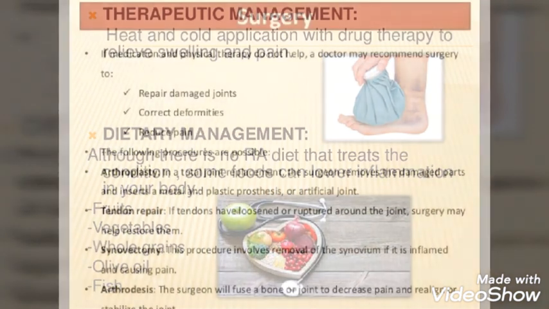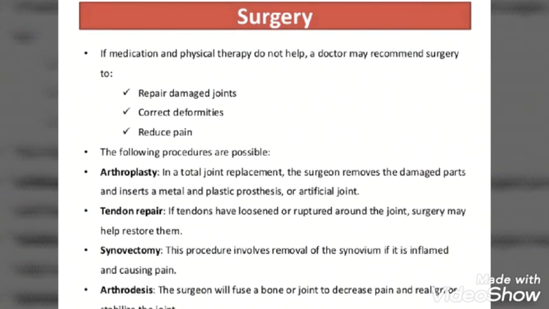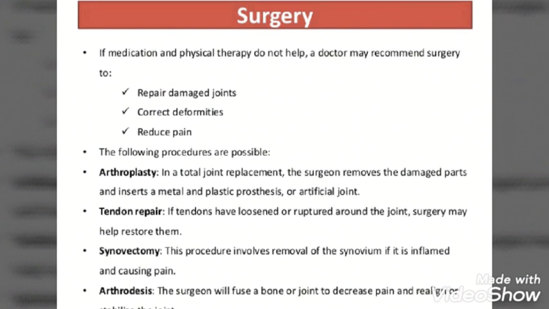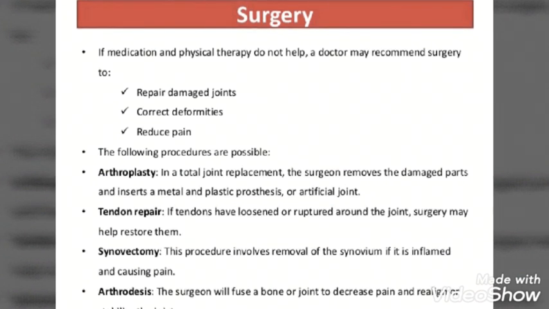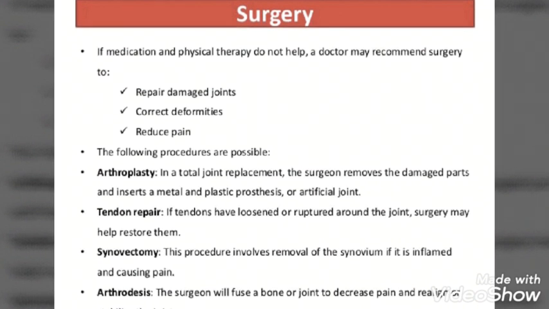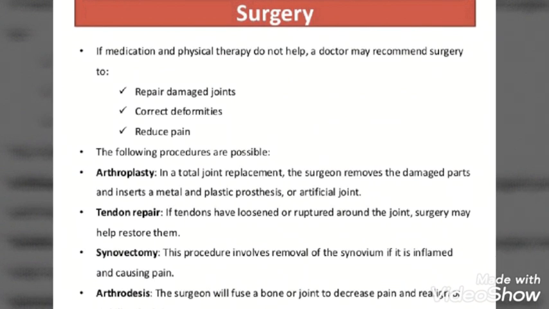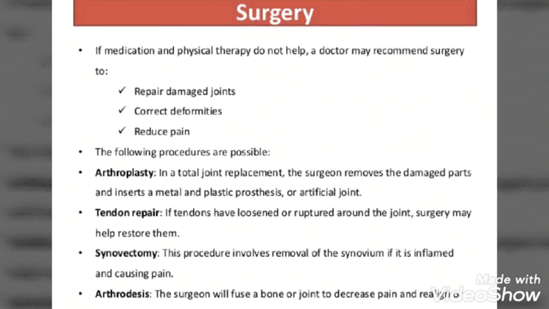Then we will go for the surgical management, in that it is arthroplasty, tendon repair, synovectomy, and arthrodesis. And arthroplasty, in a total joint replacement you will be doing. Then tendon repair means you will be repairing the tendon. Then synovectomy, the procedure involves removal of the synovium if it is inflamed and causing pain. So if there is so much inflammation, then you will be removing the synovium.